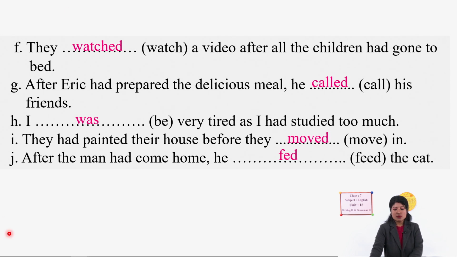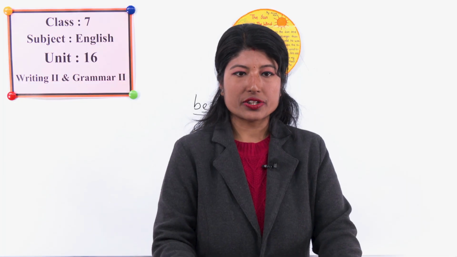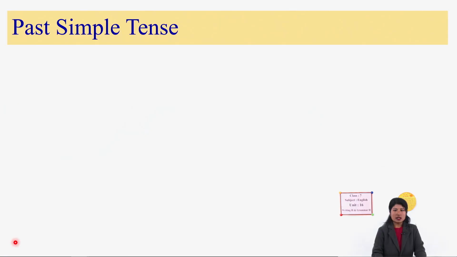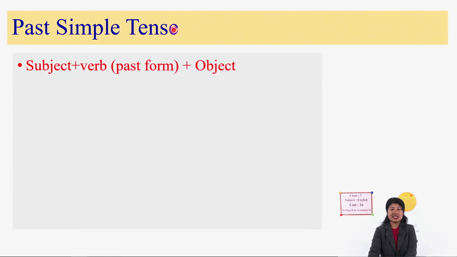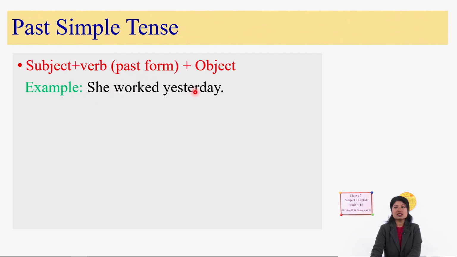Okay. So, what we have practiced, now quickly we will go through the structure. Let's go to the structure over here. Here it goes, the structure. Past simple tense or simple past tense, what we say. What is the structure of the past simple tense? Here, subject, verb, object we need, and we use the past form of the verb in this tense, like she walked yesterday. Okay, this is the structure of simple past tense or past simple.